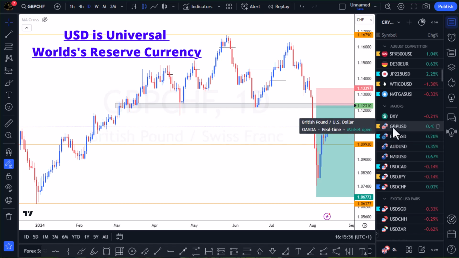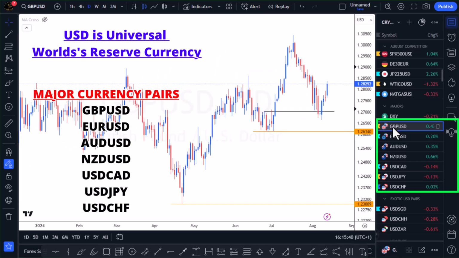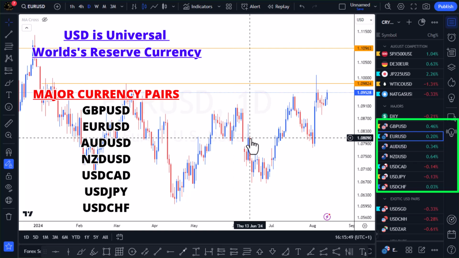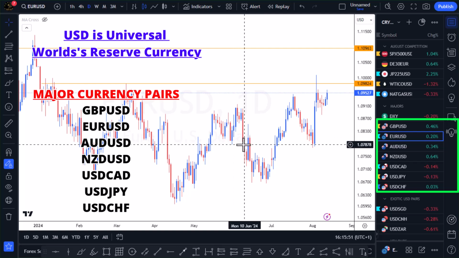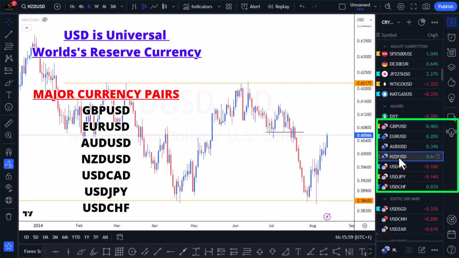We start with the British pound sterling paired against the USD. This is the chart of the British pound sterling paired against the USD. And we have the euro paired against the USD. This is the chart. You can see that this euro currency is paired against the USD. And we have the Australian dollar paired against the USD. This is the chart. You can see that. And we have the New Zealand dollar paired against the USD.